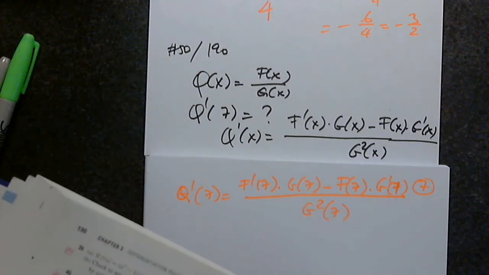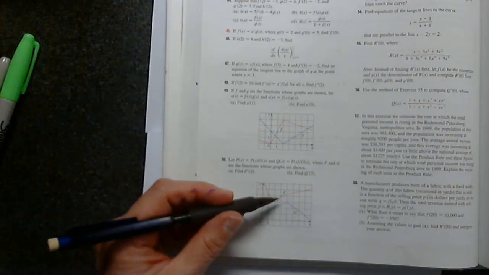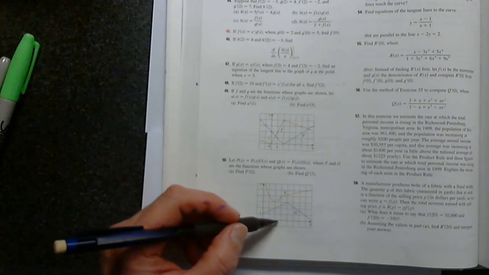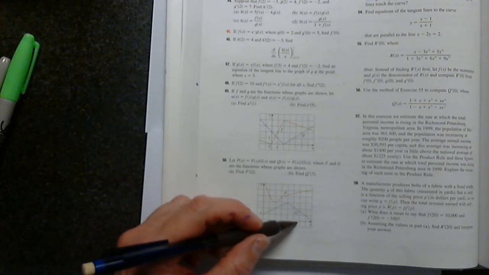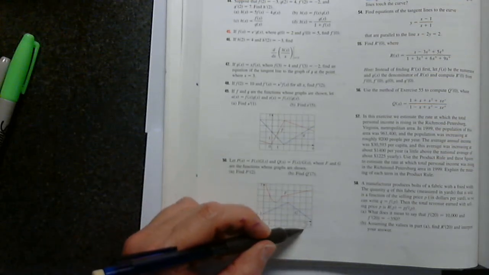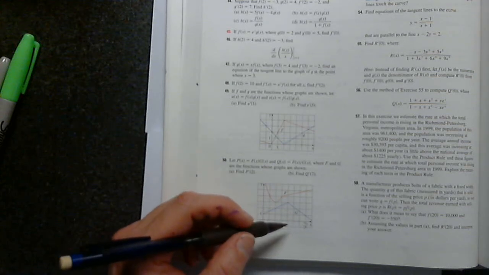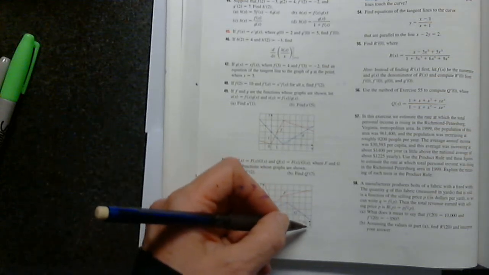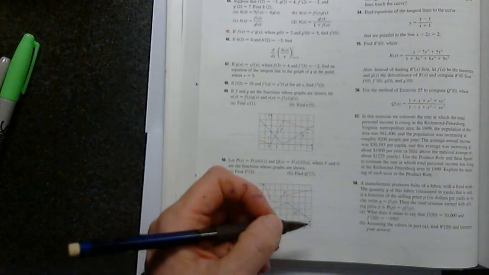Okay, ready? Now let's take a look. F of 7. F is in red. 1, 2, 3, 4, 5, 6, 7. So that's where 7 is. Sorry, I'm writing with my left hand. So Brian will be proud of me.